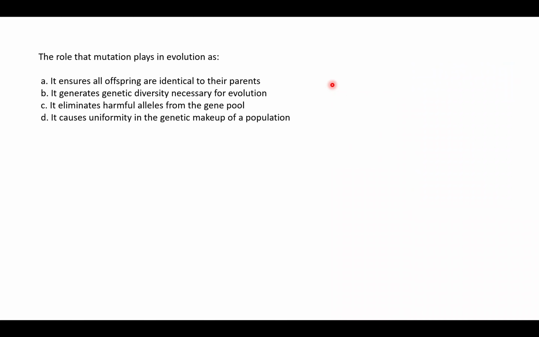Okay. So answer this question based on these concepts. The role that mutation plays in evolution is what? Ensures all offspring are identical, generates genetic diversity necessary for evolution, eliminates harmful alleles, or causes uniformity in the genetic makeup of the population.